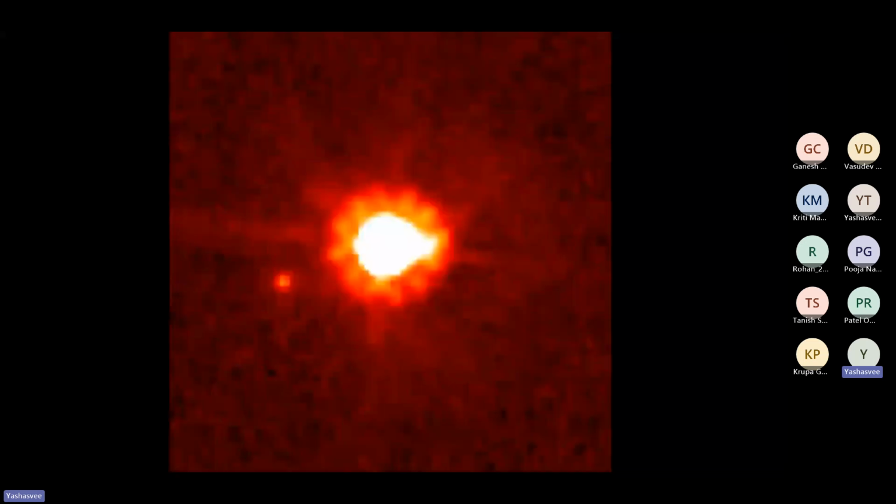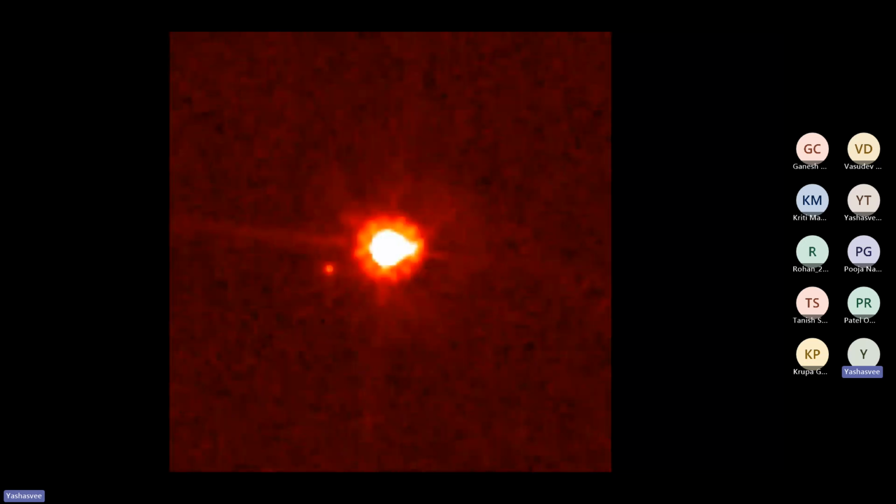Some of these objects that we see out in the Kuiper Belt, for example, are really small. They take up like 1 pixel, but they're still there and we can see them on camera.